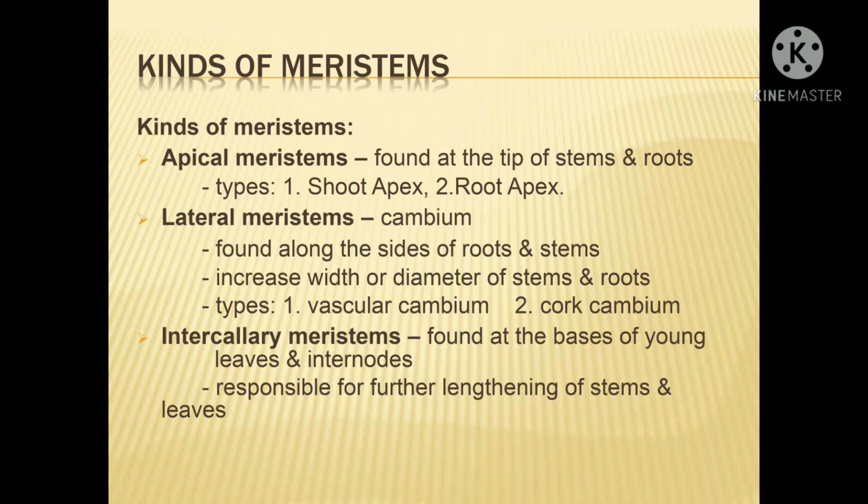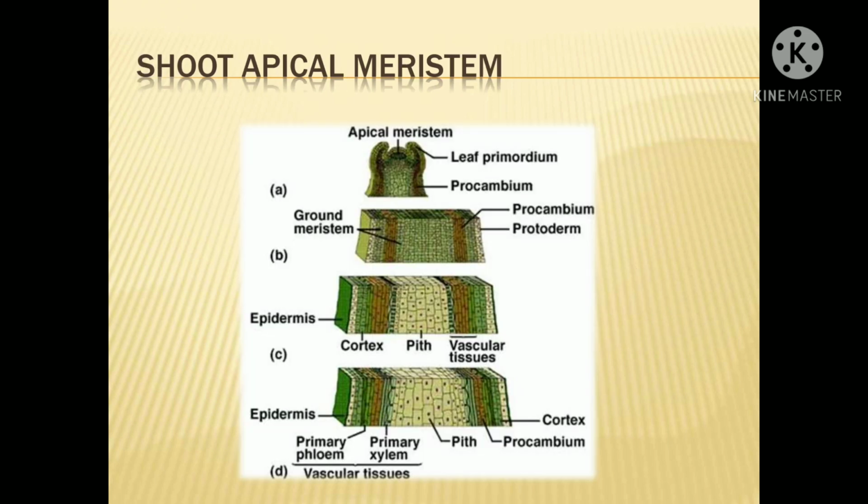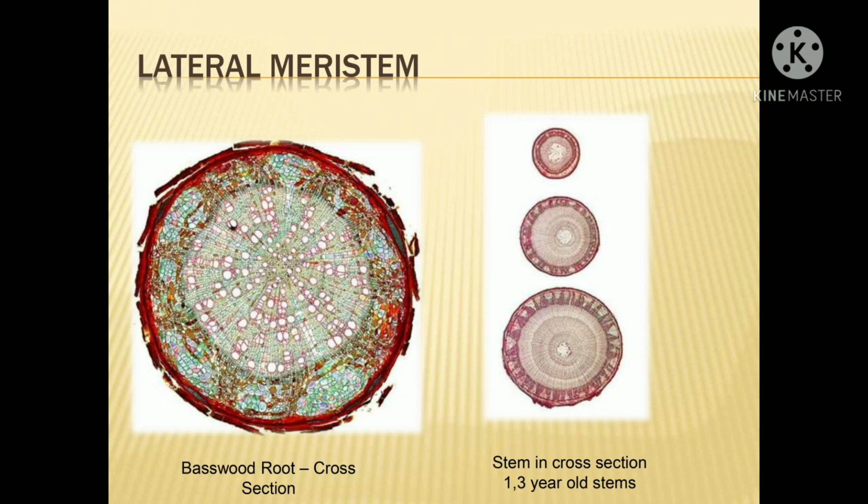As I mentioned, there are three types based on their position: apical, lateral, and intercalary. Apical meristems are mostly present on the tips of the plant, either in the shoot system or the root system. Like in this image, you can see it's a transection of a shoot. On the apex, or apical part, there is a bunch of cells performing a function to elongate the stem or root of the plant. We call it apical meristem.